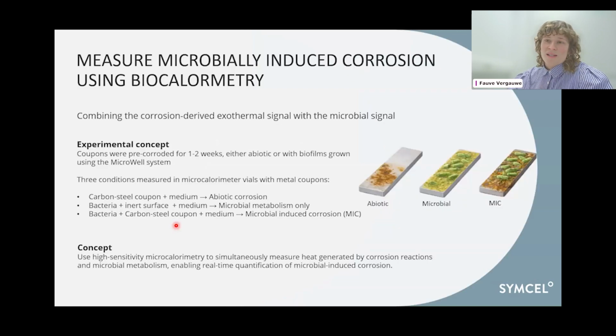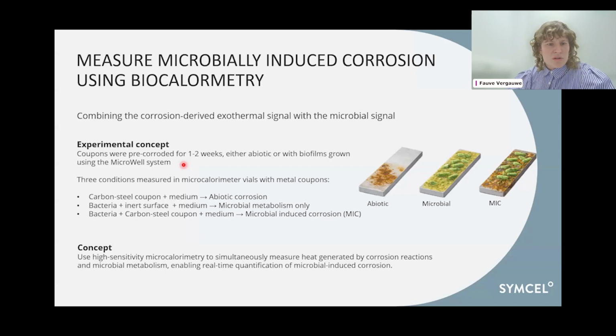So basically, the concept is to leverage the calScreener's ability to detect heat from both the corrosion and the microbial signal from the biofilm, as both of these are exothermal signals. So we plan to pre-corrode coupons for 1 to 2 weeks. These are carbon steel coupons.